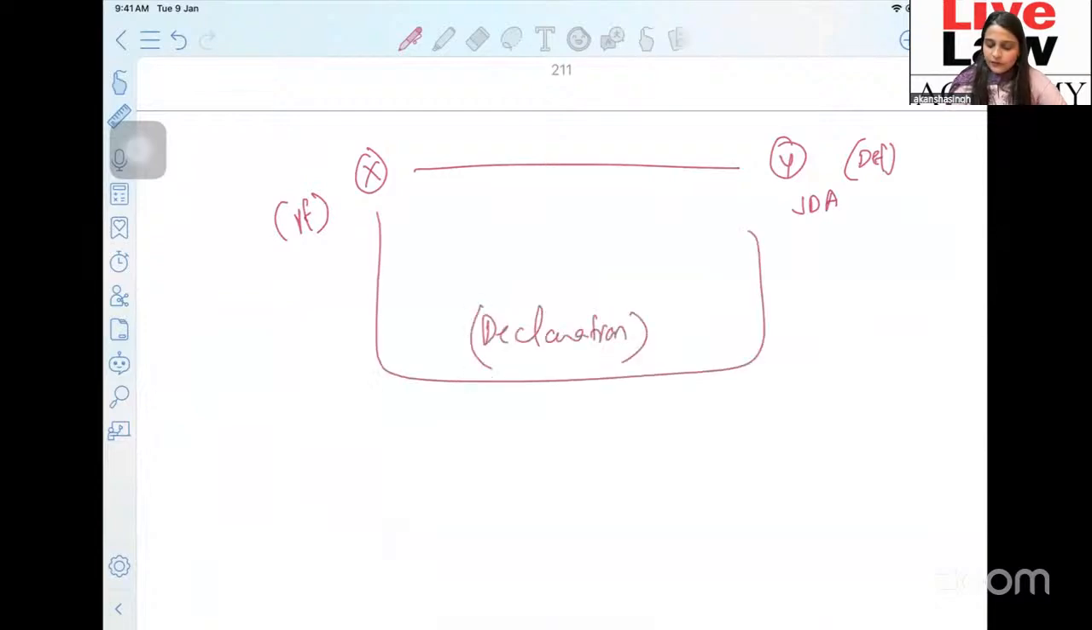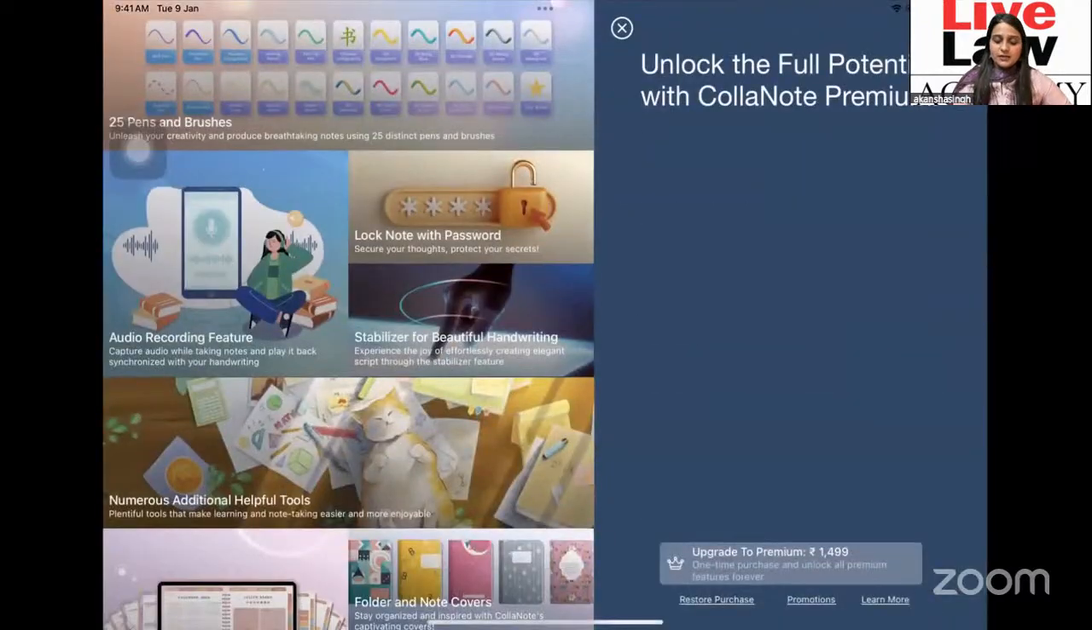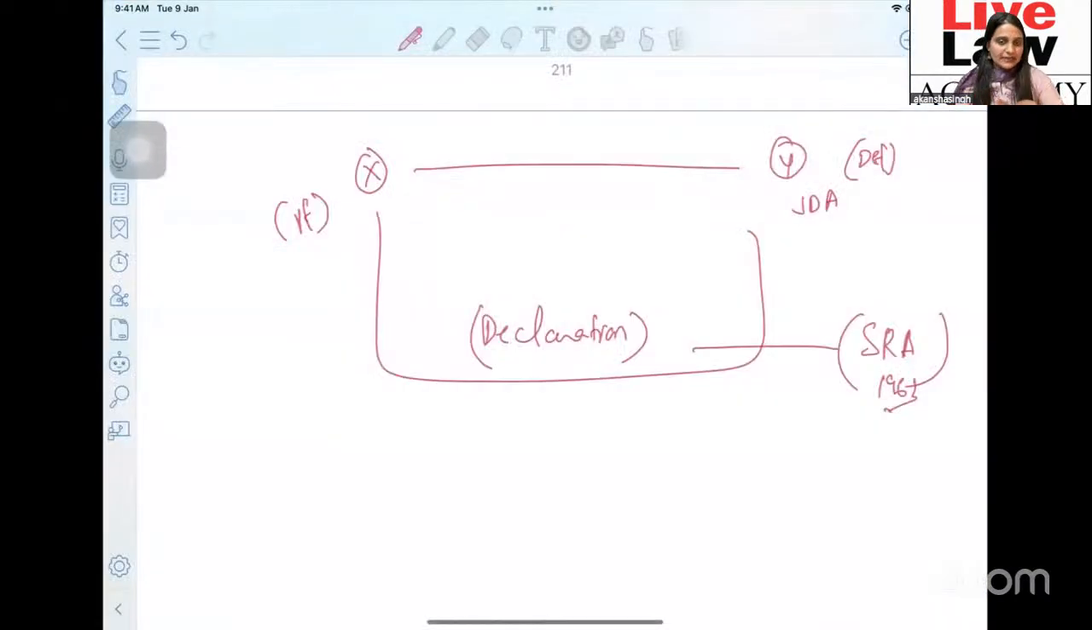Now, how many of you have studied the Specific Relief Act? If you have studied, you have to tell me the provision for declaration. How can you apply for a declaration in a civil case? Let me know in the comment section, and we will be addressing all your doubts by the end. If you have any doubts, you can write them in the comment section. By the time I address the entire facts and the outcome of the case, I'll then take up your questions.